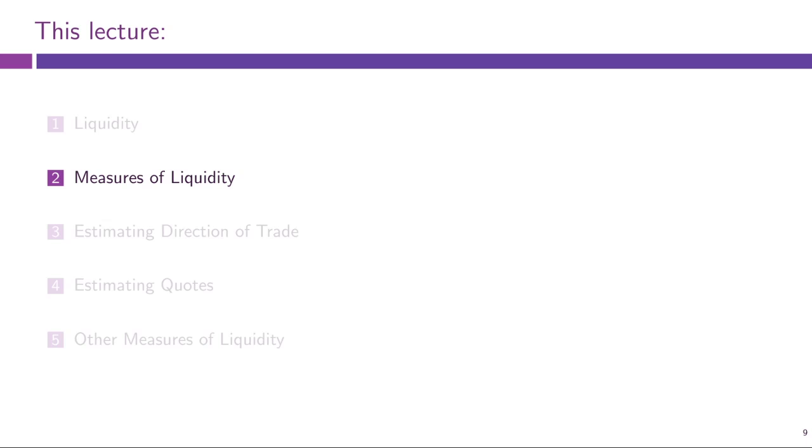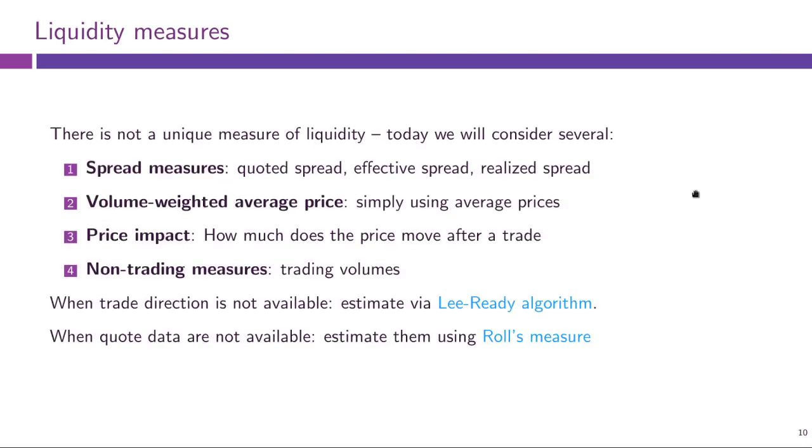Now that we have some idea of what liquidity is and how it behaves, let us take a look at how to measure liquidity, and what measures there are for doing so. We will look at quite a few of those, and this slide gives you a quick summary, a quick spoiler for what is to happen. In particular, we will look at a few spread measures, and this will be our main class of measures that we will be using throughout the rest of the course. We will be looking at price measures such as volume weighted average price. We will look at price impact measures, and we will quickly talk about some non-trading measures such as trading volumes.